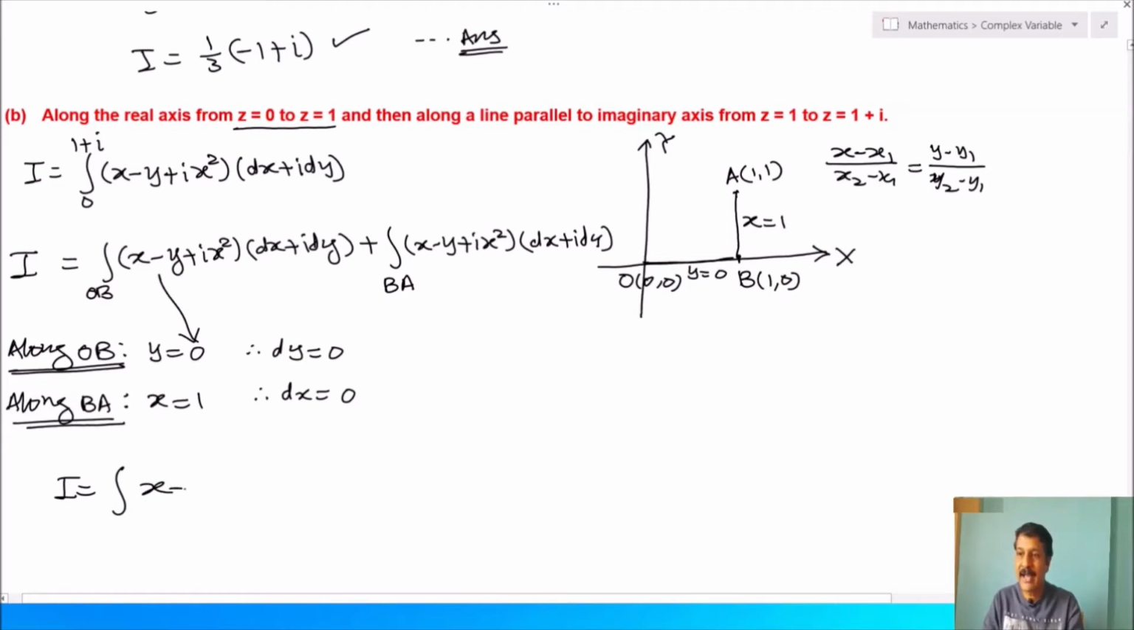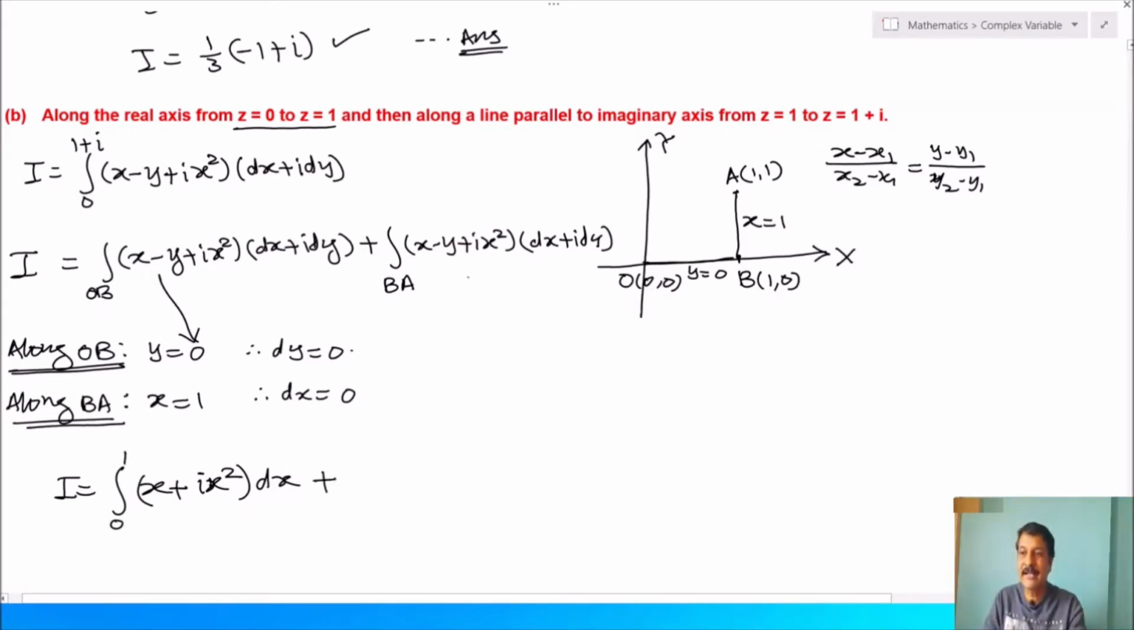So, I am getting x minus 0, which means it is x plus i x square, because y is 0, into dx. What are the limits of this OB? The value of x goes from 0 to 1. So, the limits are 0 to 1.